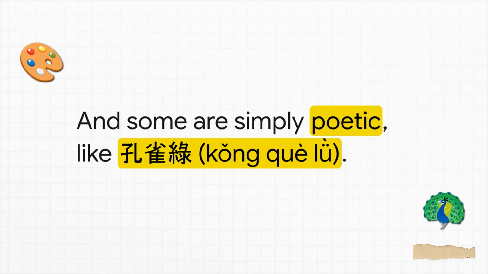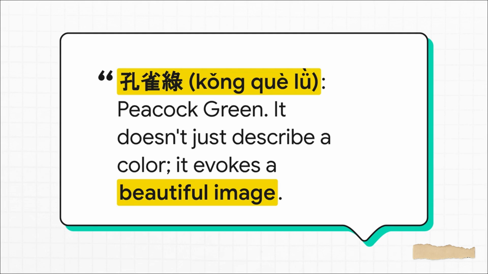And then you go beyond that logical system and you find shades that are just purely poetic. I mean, just look at this one. Kǒngquèlǜ. This means peacock green. It doesn't just describe a color, does it? It makes you see a very specific, shimmering, beautiful image. It's a perfect reminder that language isn't just for getting a point across, it's for creating art.